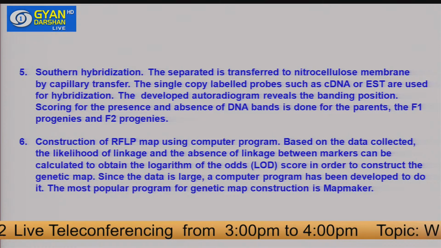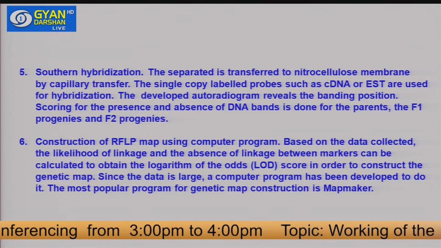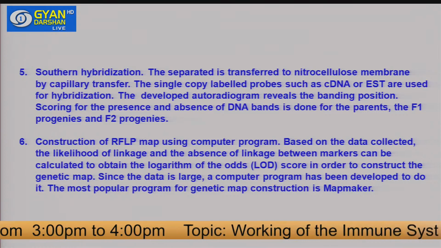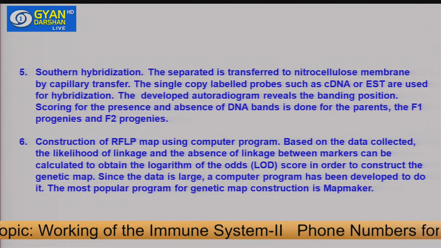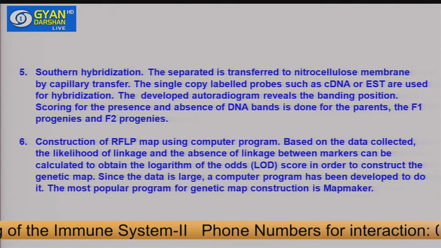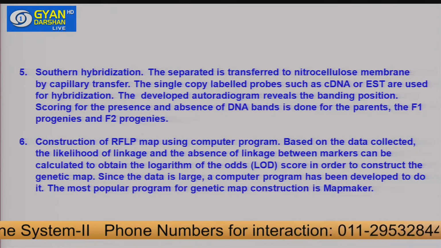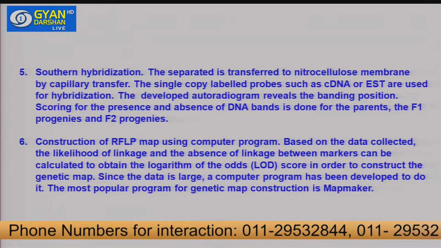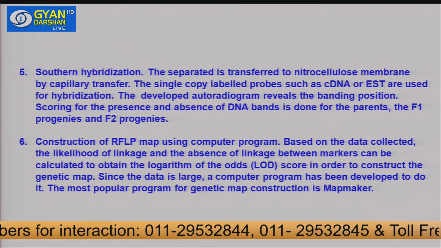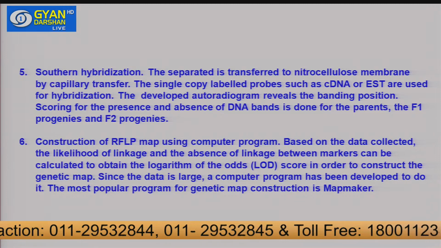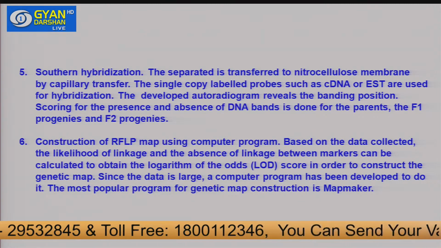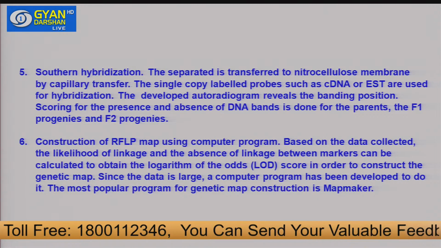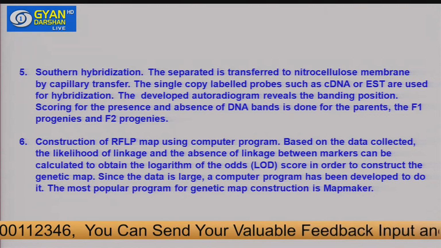Scoring for the presence and absence of DNA bands is done for the parents, the F1 progeny and the F2 progeny, so you can find out what the source is. You can compare the profiles of the parent, the F1 progeny and the F2 progeny, and find out how close they are. You can even check the evolutionary distance or evolutionary affinity using this RFLP technique, or RFLP mapping.